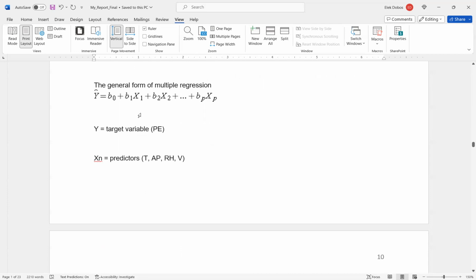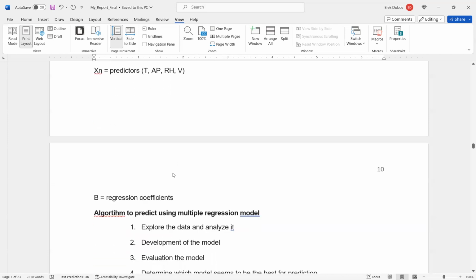Our general form of multiple regression: probably everyone's familiar with y equals mx plus b from general algebra. Of course, this is a little more complicated. So I have my intercept here. Y is my target variable or power output. And my X's are my predictors or independent variables, which was my temperature, ambient pressure, relative humidity, and my exhaust vacuum in the plant. And again, B is my regression coefficients.